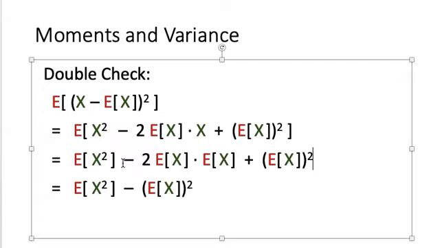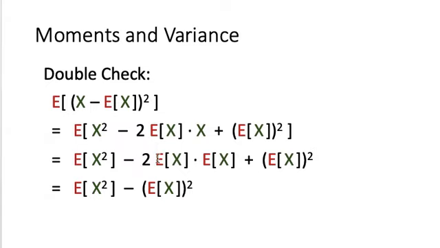And we see that here we have minus 2 E[X] times E[X], and finally we have E[X] times E[X]. So after simplification, we will have just minus one copy of E[X] times E[X]. So that gives our alternative definition here.